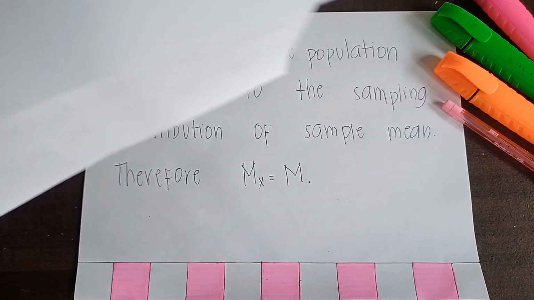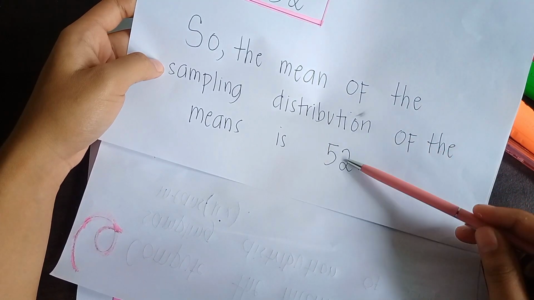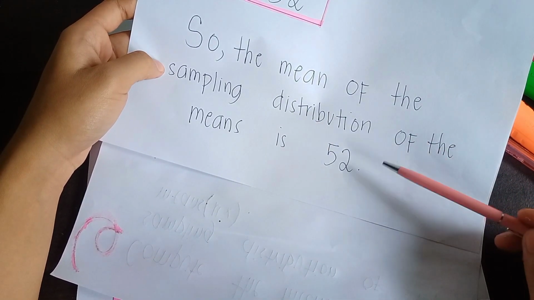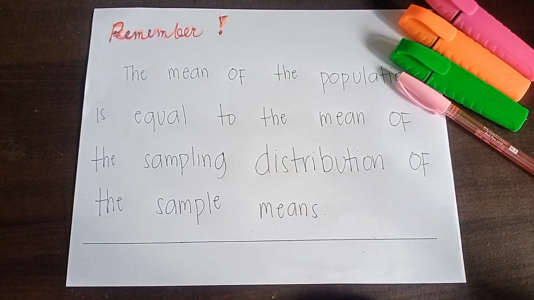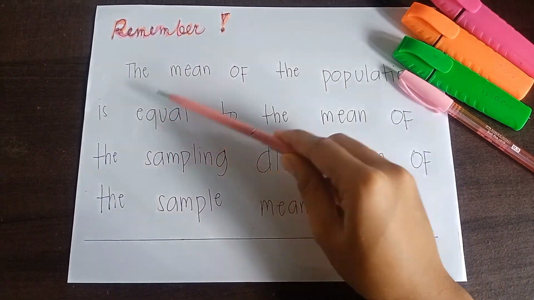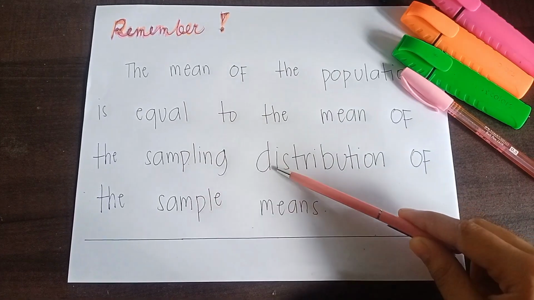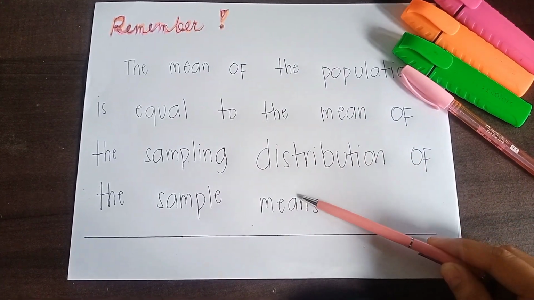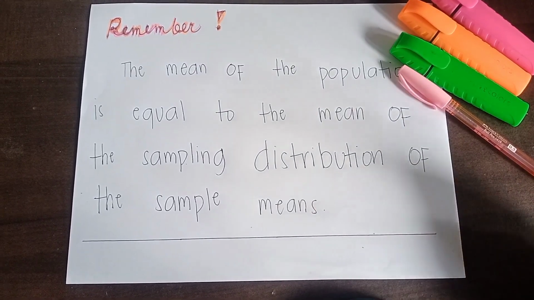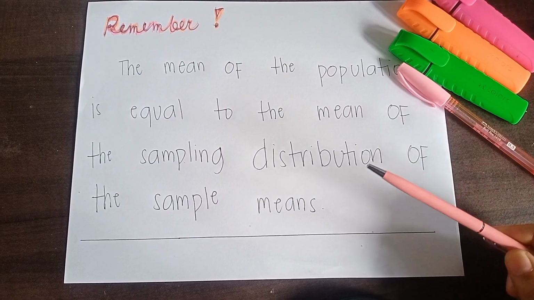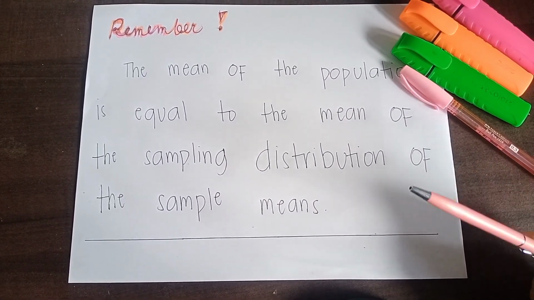What I have noticed is that my answer in step 6, which is the mean of the sampling distribution of the means, is the same as my answer in step 1, which is the mean of the population. Therefore, we should always bear in mind that the mean of the population is equal to the mean of the sampling distribution of the sample means. That is also stated in our module. Because if our mean of the population is not equal to the mean of the sampling distribution of the sample means, it means our computations are not correct.